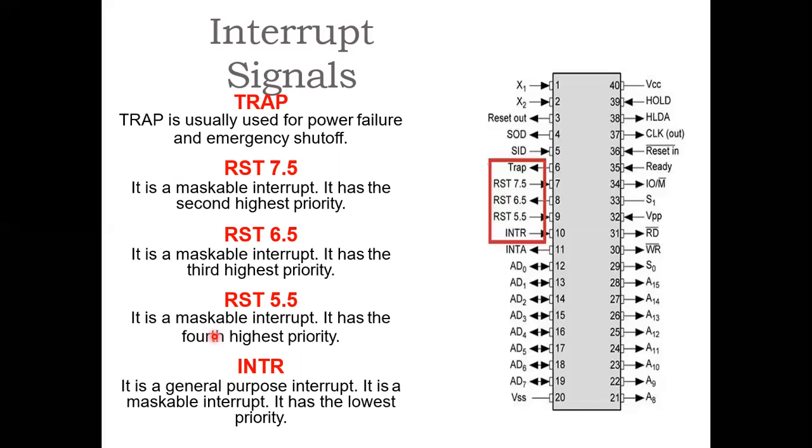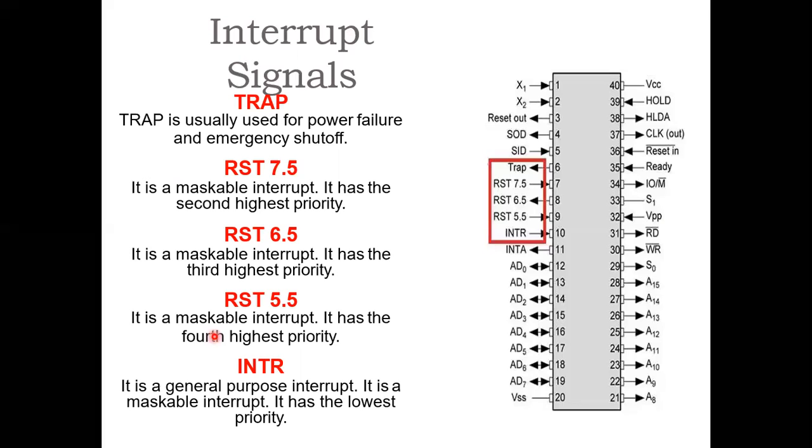RST 5.5 is a maskable interrupt. It has the fourth highest priority. INTR means interrupt request. It is a general purpose interrupt. It is a maskable interrupt. It has the lowest priority among the interrupt signals. Okay.